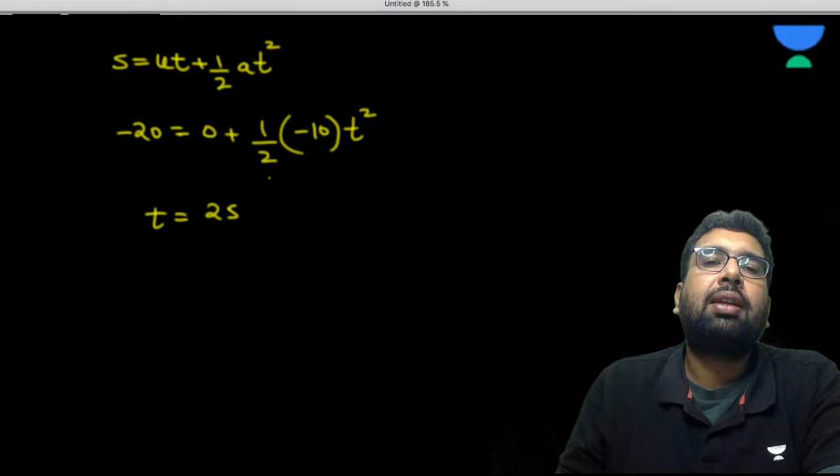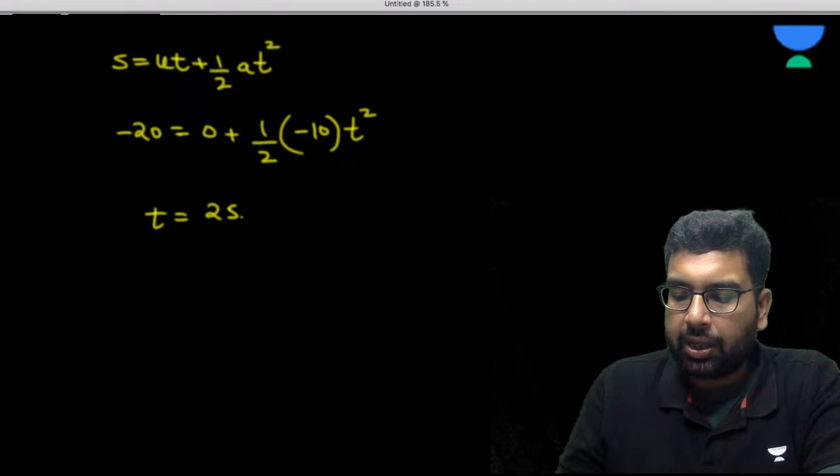See, minus minus is cancelled out. This is going to be 0, 0 cancel out. So 4 equals t square. So t is equal to 2 seconds.